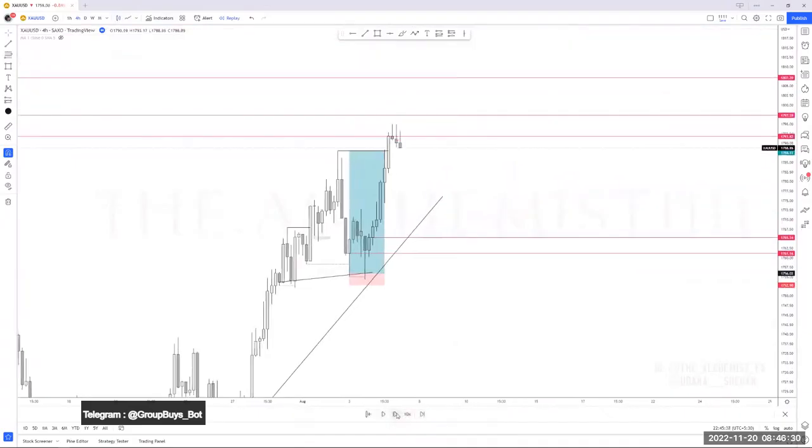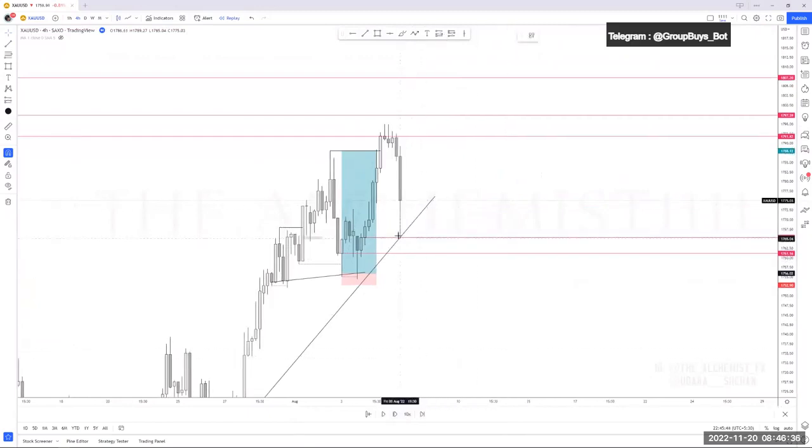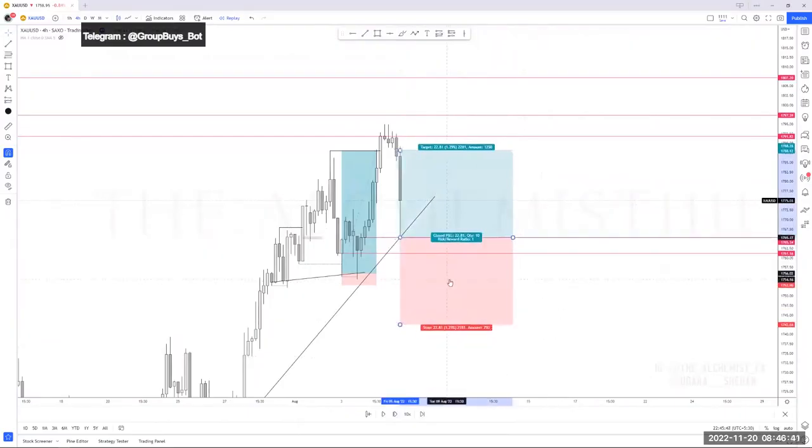Wait, breakout structure, coming down. Can you see that entry? Right into it. Tapped. There it comes, taps right into it.